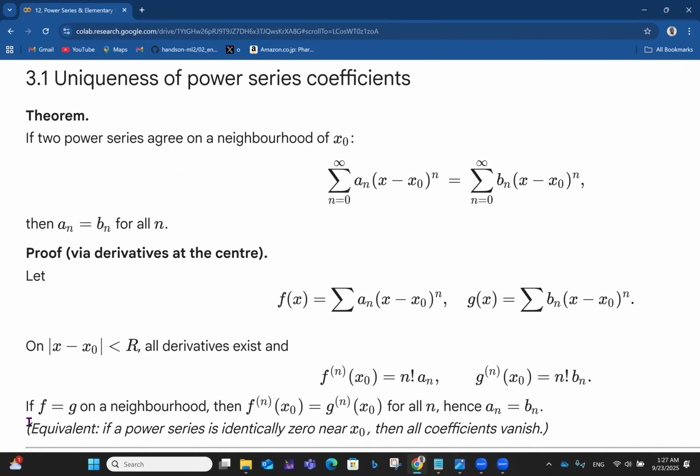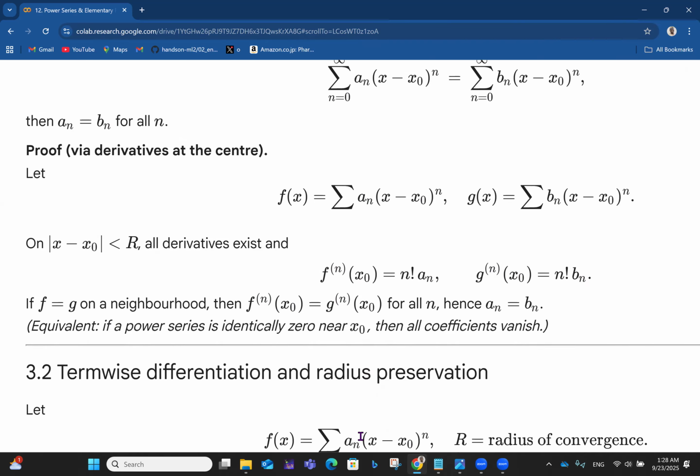So if f is equal to g on a neighborhood, then f^(n) of x naught is equal to g^(n) of x naught for all n. Hence, a_n is equal to b_n. The equivalent statement is that if a power series is identically zero near x naught, then all coefficients vanish.